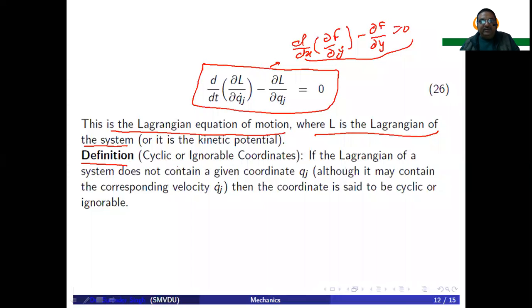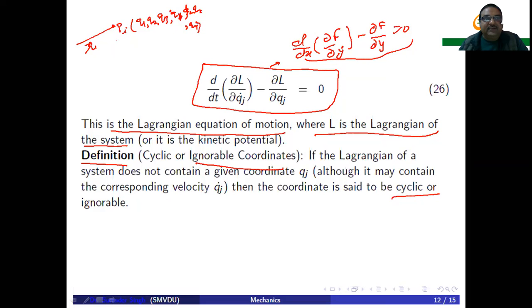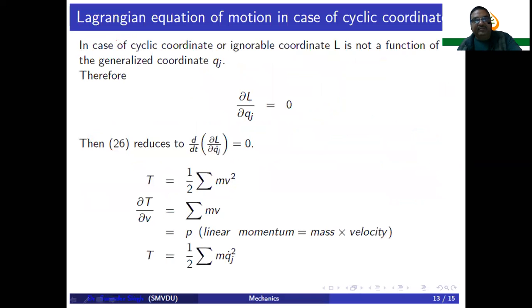Next is the definition of cyclic or ignorable coordinates. If the Lagrangian of a system does not contain a given coordinate Qj, although it may contain the corresponding velocities Qj dots, then the coordinate is said to be cyclic or ignorable. The meaning of this is that if the particle is specified by the position vector r, and let it be specified by q1, q2, q3, q4 generalized coordinates, and the Lagrangian contains q1 dot, q2 dot, q3 dot, q4 dot, you can see that q4 is not there, but q4 dot is there. Therefore we can say q4 is the ignorable coordinate over here. So this is the definition of ignorable coordinates.